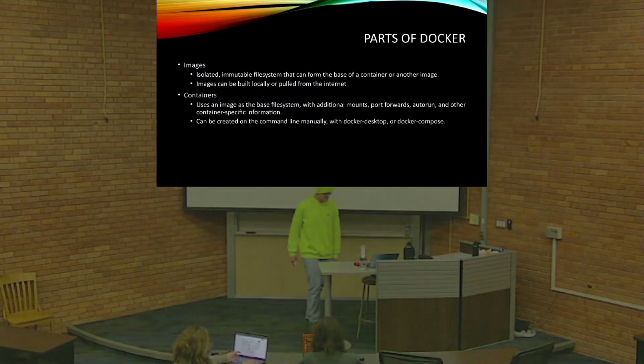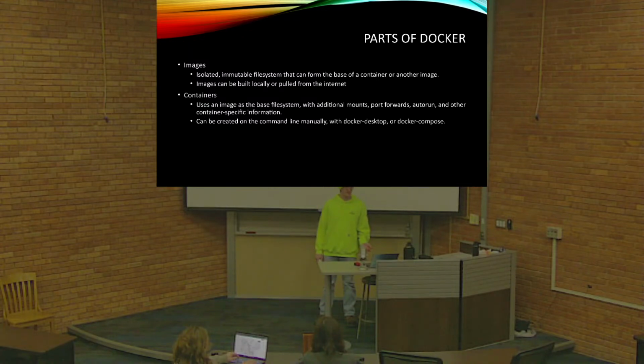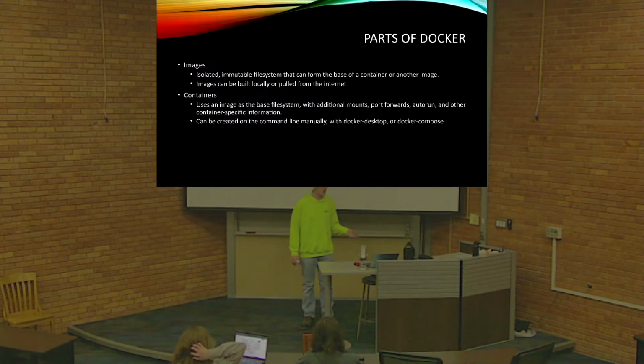So, different parts of Docker. There are two main parts of Docker, that being images and containers. Images are isolated immutable file systems that can form the base of a container or another image. Essentially, it's just the root file system for what is really a small Linux installation that you can then layer other images on top of.